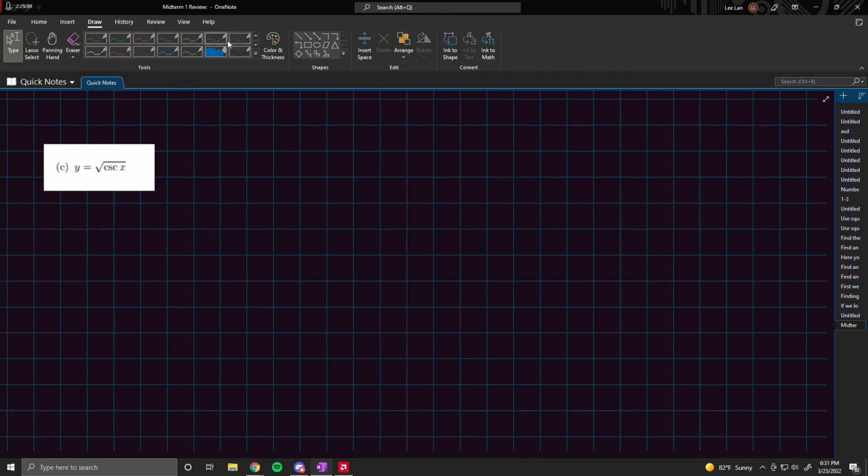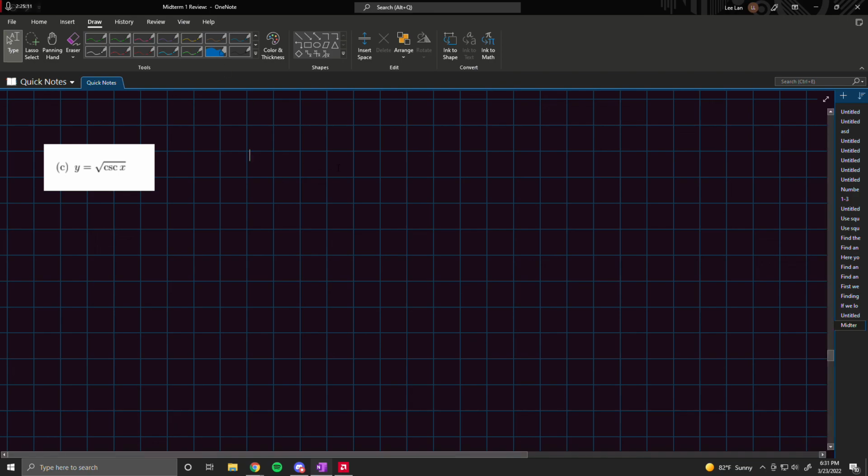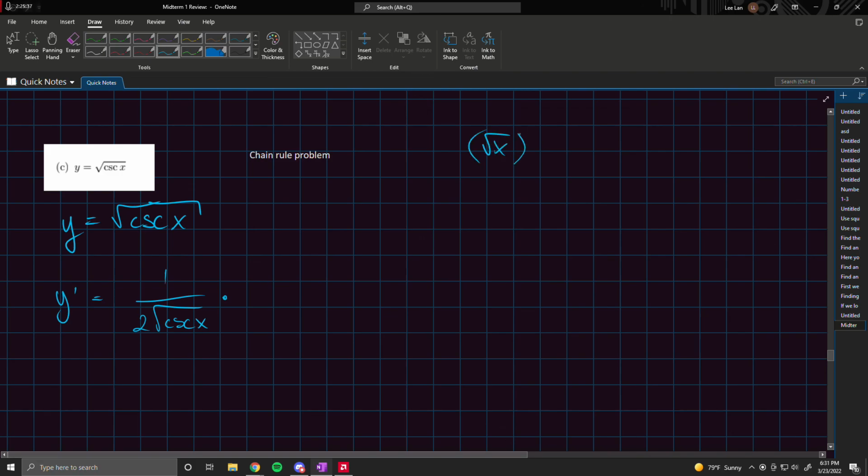Okay, and then y equals root cosecant x. It's another chain rule problem. What's the derivative of y equals root cosecant x? Well, y prime is going to be 1 over 2 root cosecant x. Why is that the case? I just remember that the derivative of root x is 1 over 2 root x. Since root x comes up so often, I just memorized this.